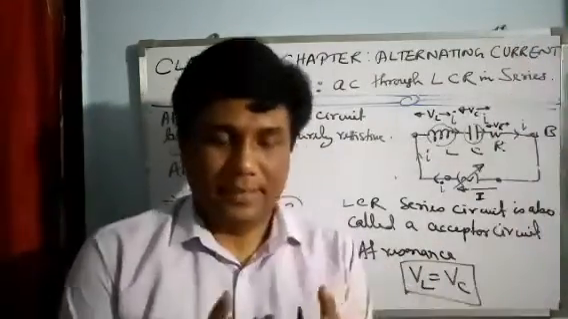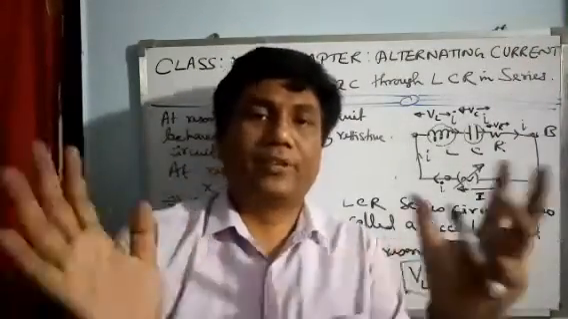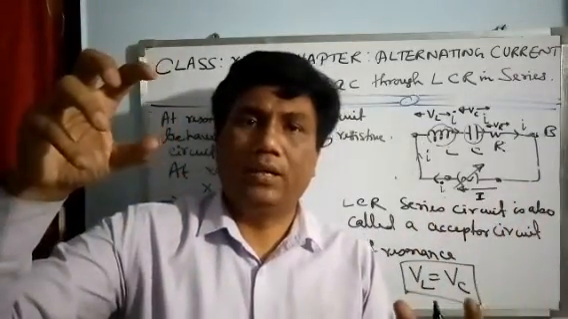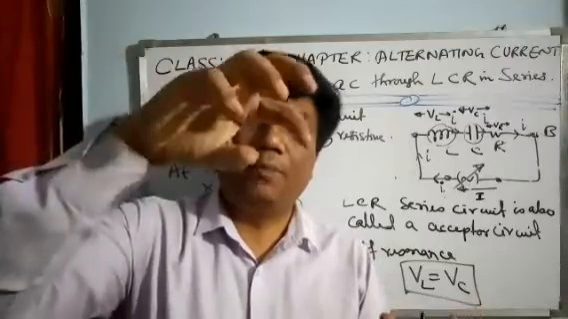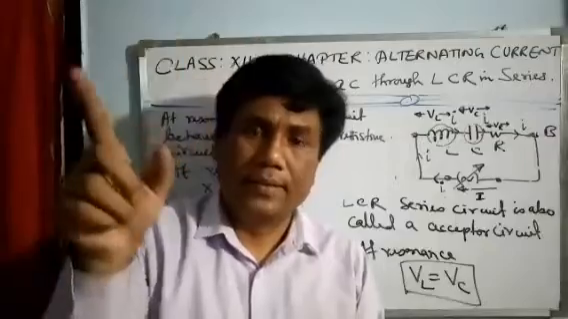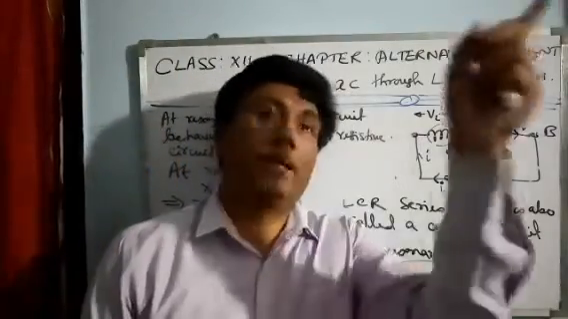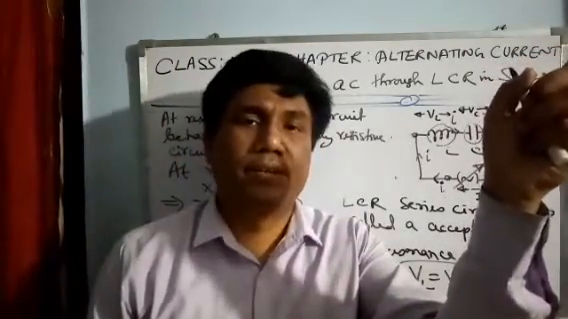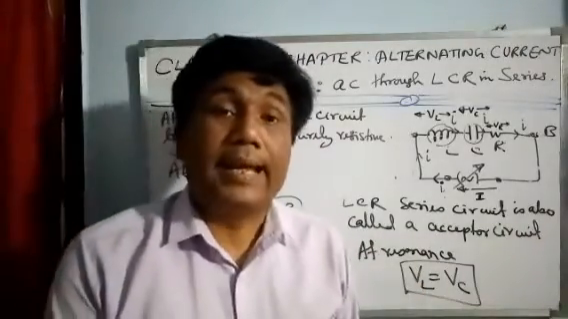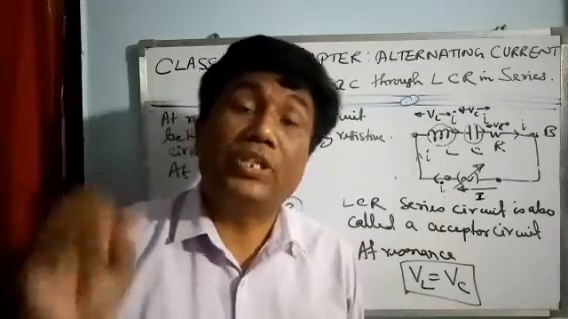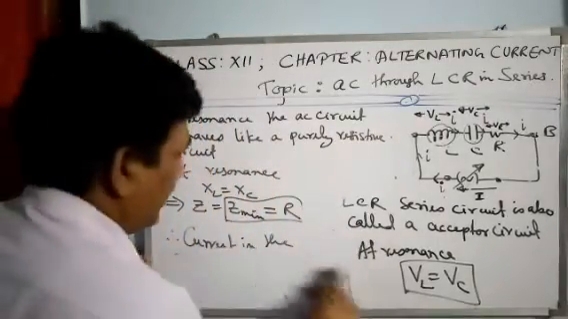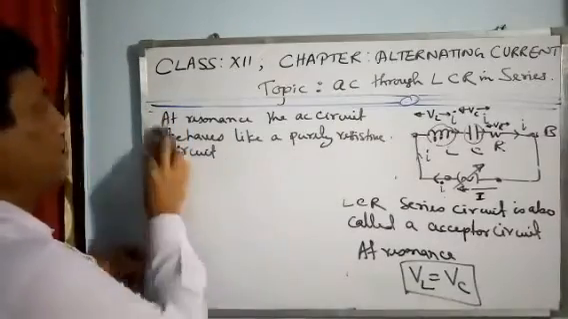Are you getting my point? The AC source is supplying voltage for all, but the voltage at the inductor is dropped by the voltage in the capacitor at resonance, or vice versa. Then the voltage given by the source will flow directly to the resistor only. You can write that point also. At resonance, the entire voltage supplied by the source is dropped at the resistor only. You can write this last point also.